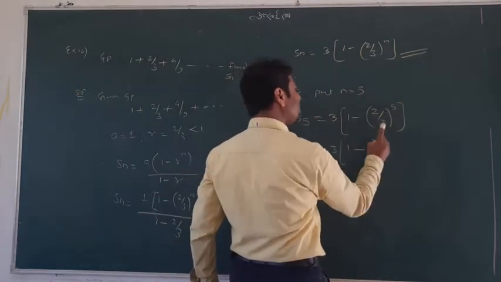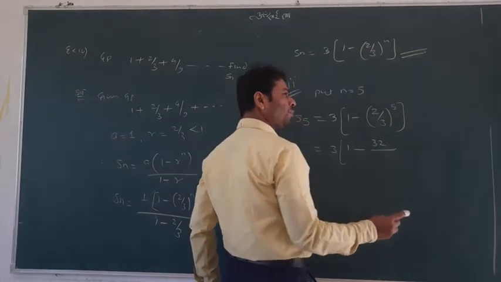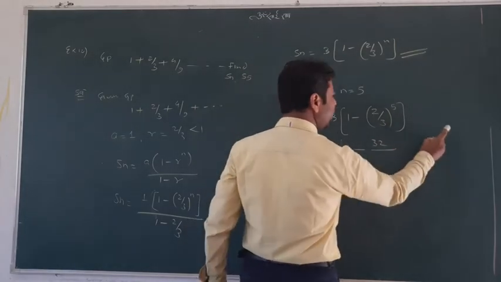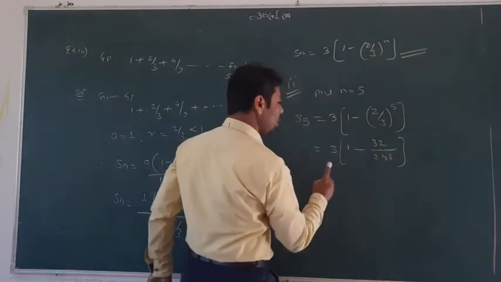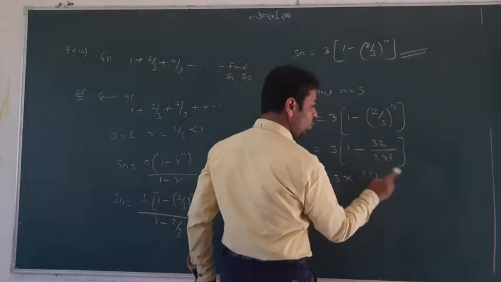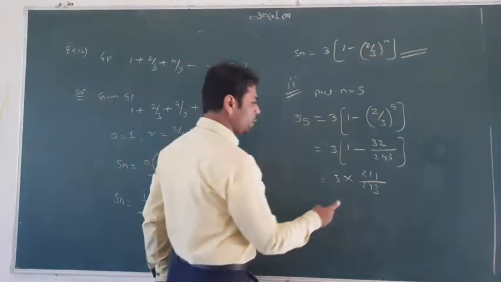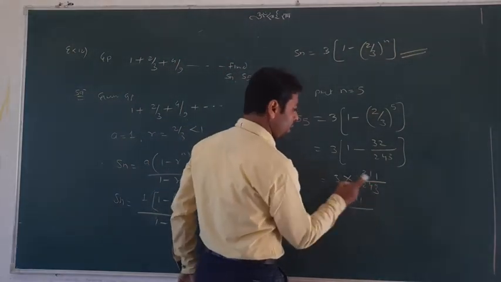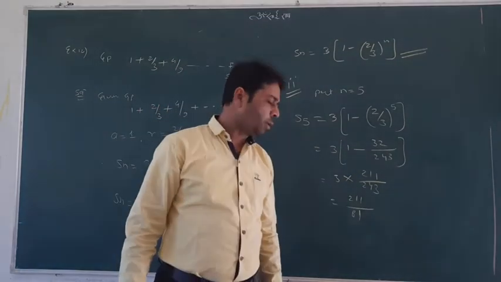2 to the 5 is 32, and 3 to the power 5 is, I think, 81 into 3, 243, and then I'll take an LCM. It's going to be 211 upon 243, and definitely 3 and this will cancel by 81. Your answer is 211 upon 81.